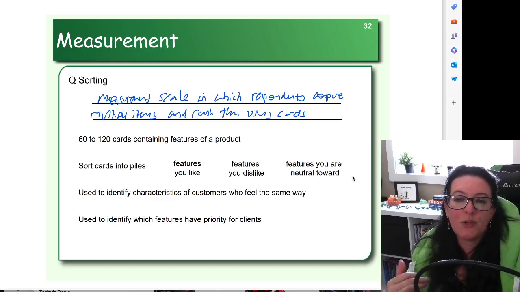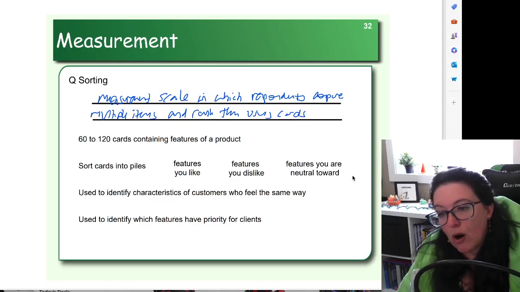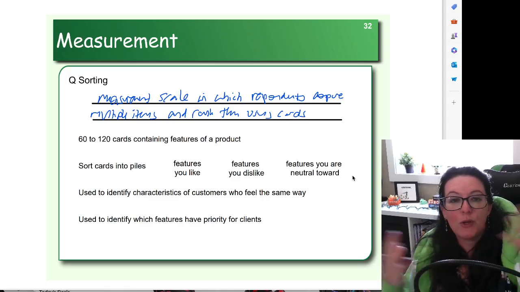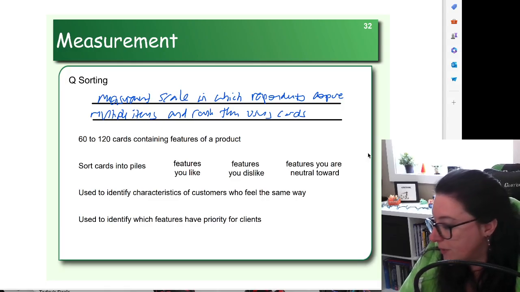So we can use this to identify what the priorities are of the people who are in our sample, which hopefully represents the greater population that we care about.